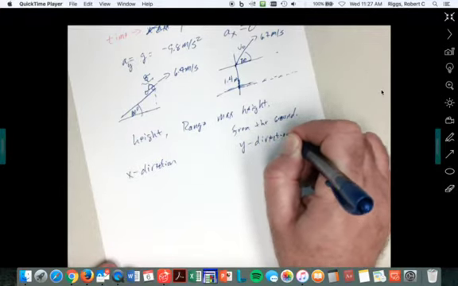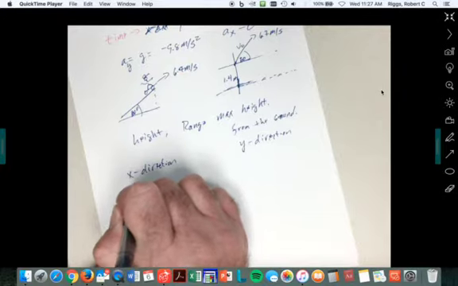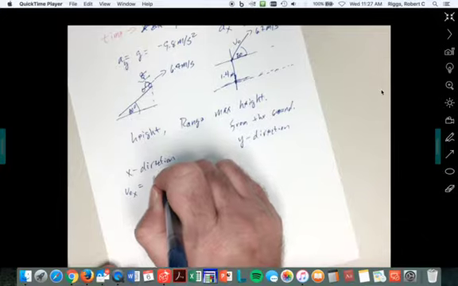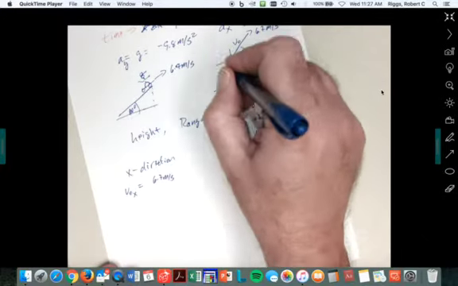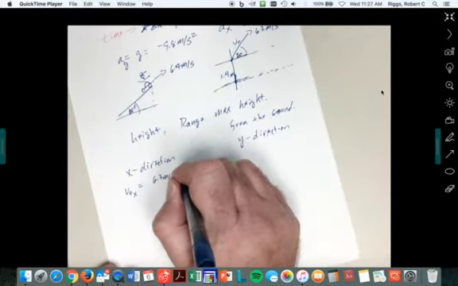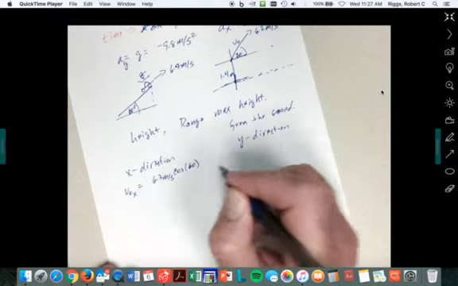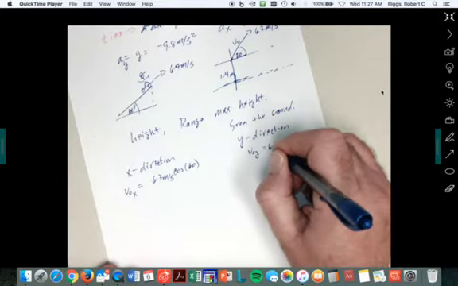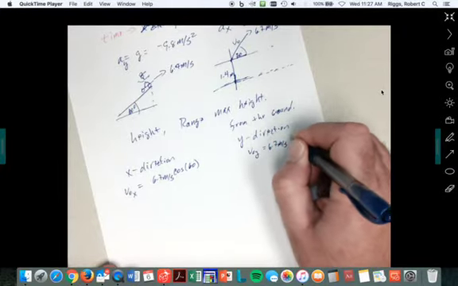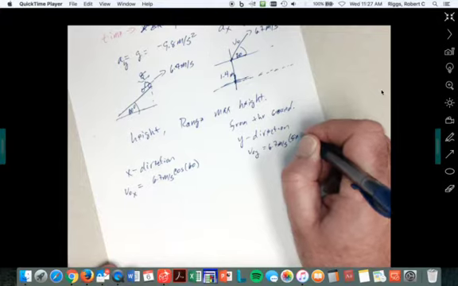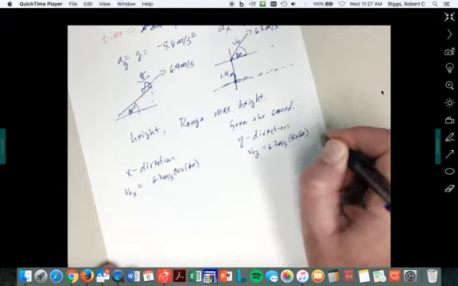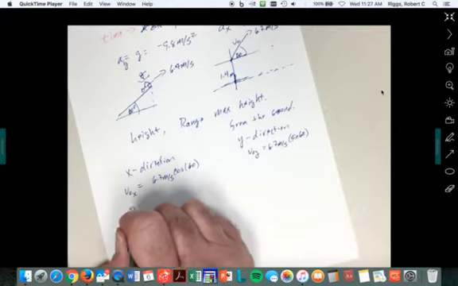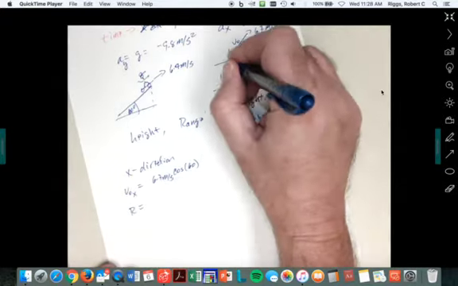All right, first thing, v naught in the x direction, the initial velocity in the x direction, is 6.7 meters per second times the cosine of 60. V naught y is 6.7 meters per second times the sine of 60. Okay? All right.